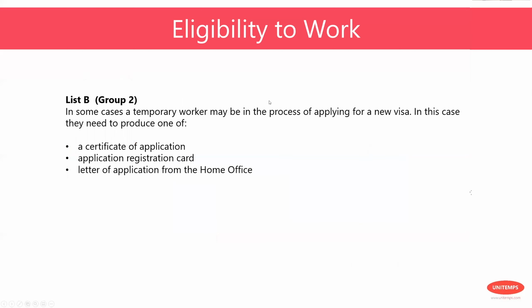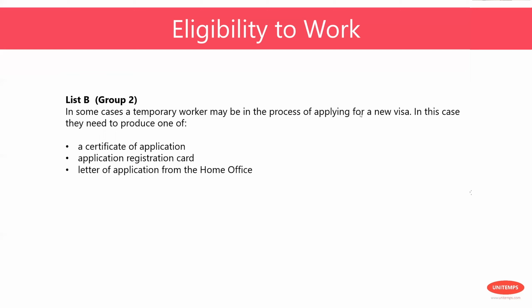Right. So, yeah, the first special case I want to talk about was this B Group 2. In some cases, a temporary worker may be in the process of applying for a new visa. In this case, they need to produce either a certificate of application, an application registration card, which looks a bit like a biometric residence permit but along the top it'll say application registration card, so keep an eye out for that, or a letter confirming their application from the Home Office.